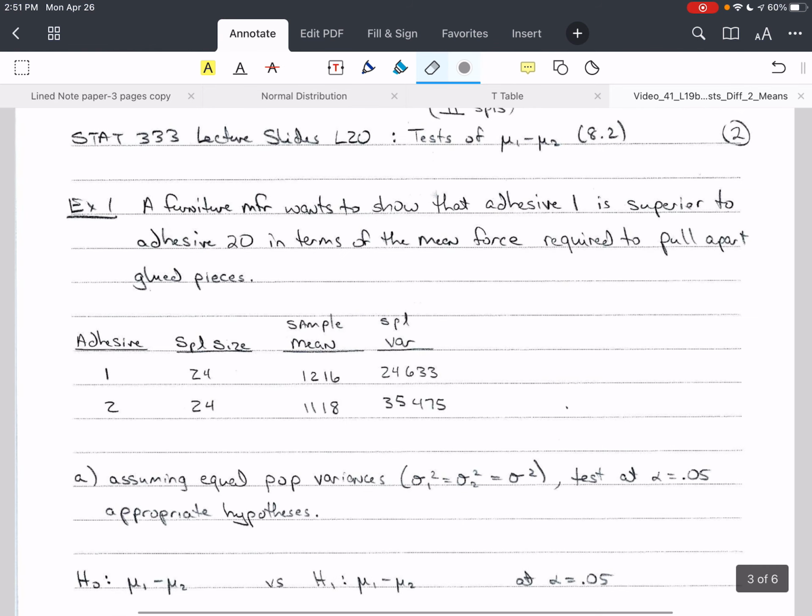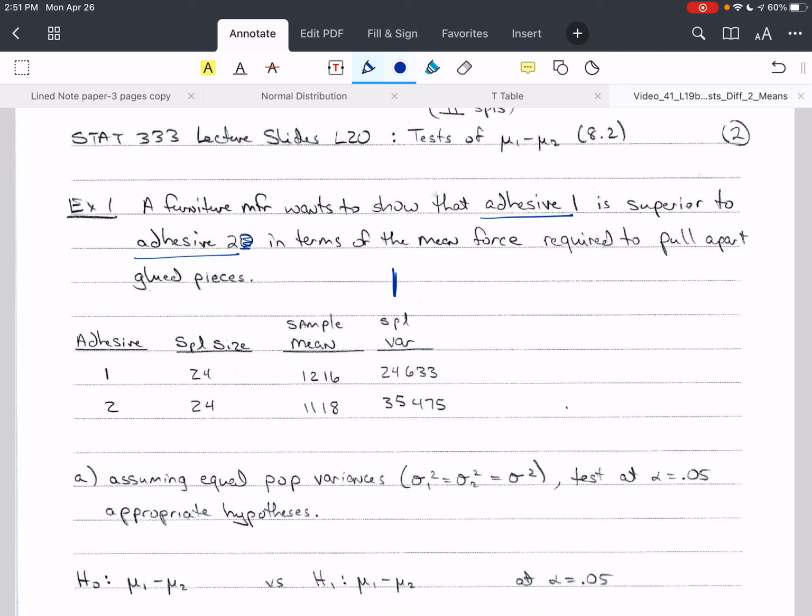So let's do an example. We have a furniture manufacturer, and this furniture manufacturer wants to show that adhesive 1 is superior to adhesive 2. I don't know why I said 20. In terms of the mean force required to pull apart glued pieces. All right, so if an adhesive is superior, that means its adhesive strength is greater than the other.